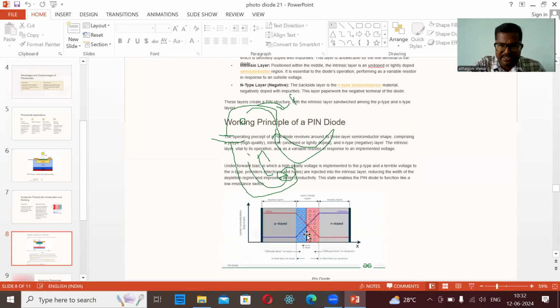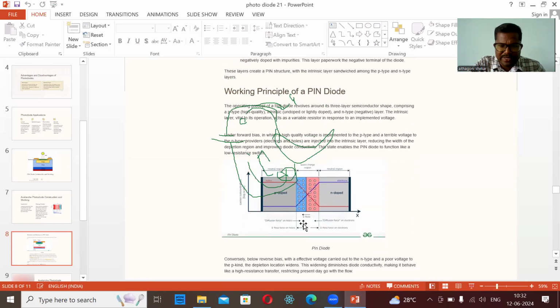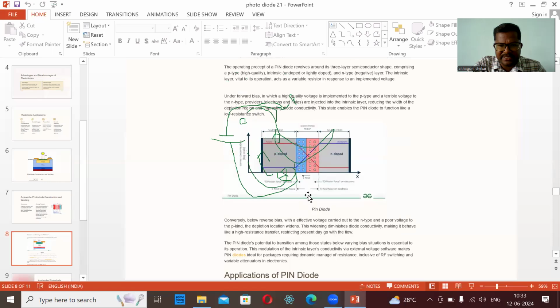This is the intrinsic semiconductor, this is the n-type semiconductor, and this is the p-type semiconductor. Electron-hole pairs are created by breaking bonds using photon energy, and the electrons and holes, the charge carriers, move, so current is generated.